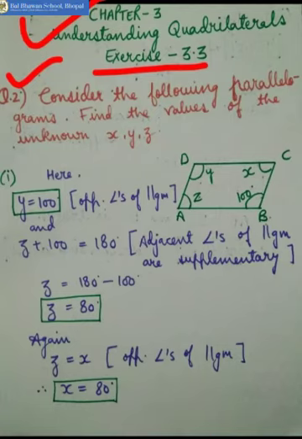Consider the following parallelograms. Find the values of the unknown x, y, z. In this question, children, we are given certain parallelograms. The quadrilaterals given to us are parallelograms, and there are certain missing angles which are in the form of variables. You can see here this figure is given. Here angle B is 100 degree, angle C is x, angle A is z, angle D is y. We have to calculate the measure of these three unknown angles, which is x, y and z.